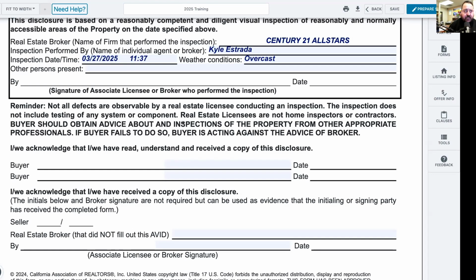If I'm a buyer's agent, I should be hustling to get an appointment and get into that property to do my AVID as soon as possible after acceptance, so that I can make sure my buyer has it as part of their disclosure package. Okay, so you guys got to start making a real effort on this, because the majority of agents are very lackadaisical when it comes to getting this completed.